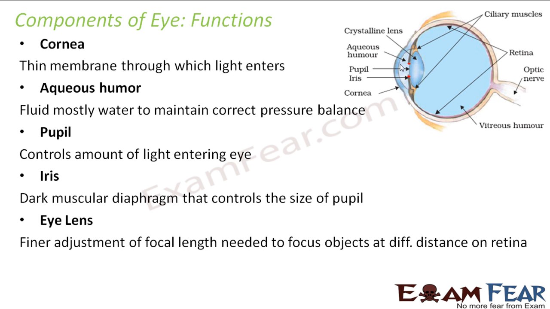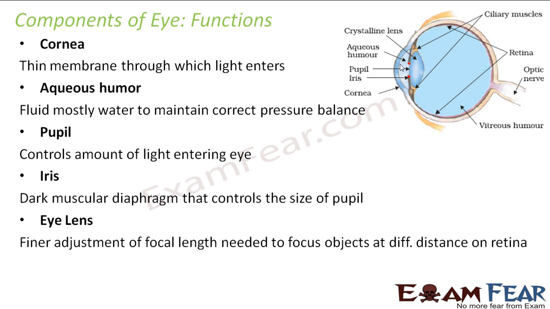Next is the eye lens. What does the eye lens do? It helps in finer adjustment of the focal length needed to focus objects at different distances on the retina. So the purpose of the eye lens is nothing but image formation. Not only image formation, but image formation on the retina. No matter where the object is placed, the image should always be formed on the retina. So how is that possible?